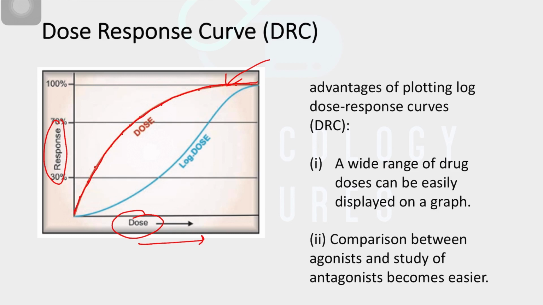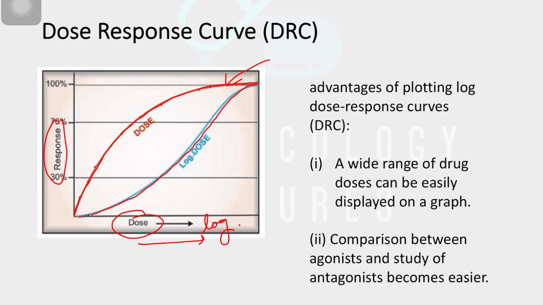For more responses, if we want to get more responses, we need to convert this dose into the log dose. So now if we use log dose here, we can plot more responses in comparison to the normal dose, and the curve becomes more of a sigmoidal shape.